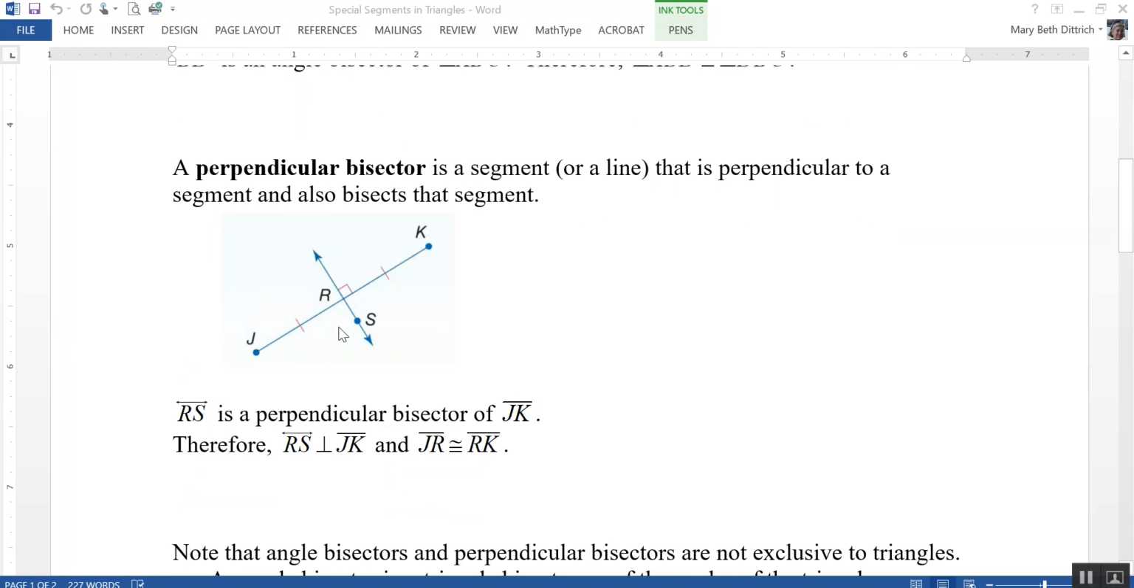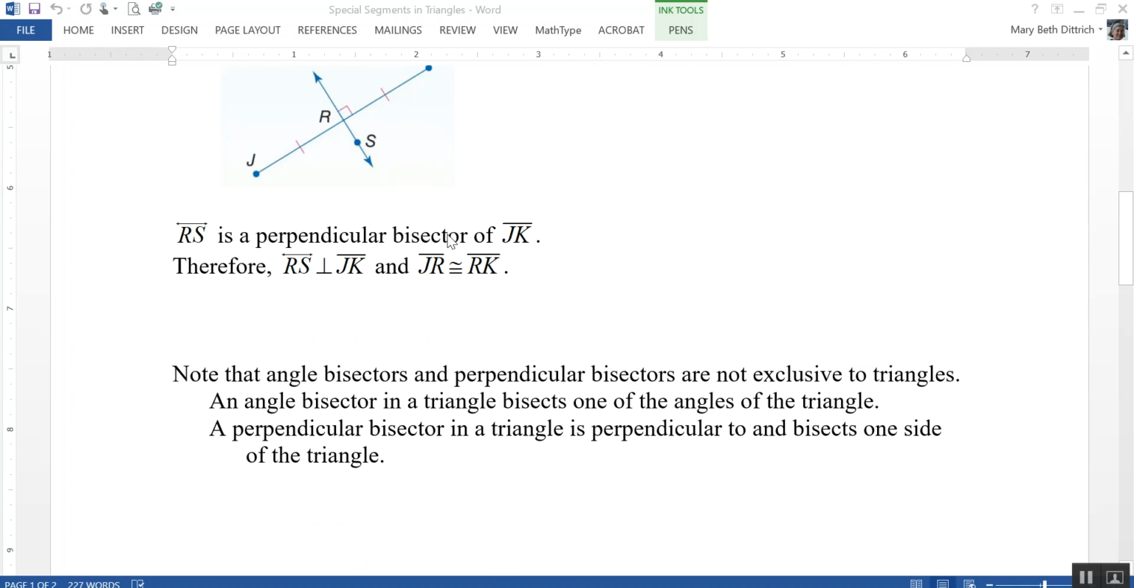A perpendicular bisector is a segment, or in this diagram, a line, that is perpendicular to a segment and also bisects that segment. So here we have line RS, which is a perpendicular bisector of segment JK. That means that RS is perpendicular to JK, and R is going to be the midpoint of segment JK, so the length of JR is equal to the length of RK.